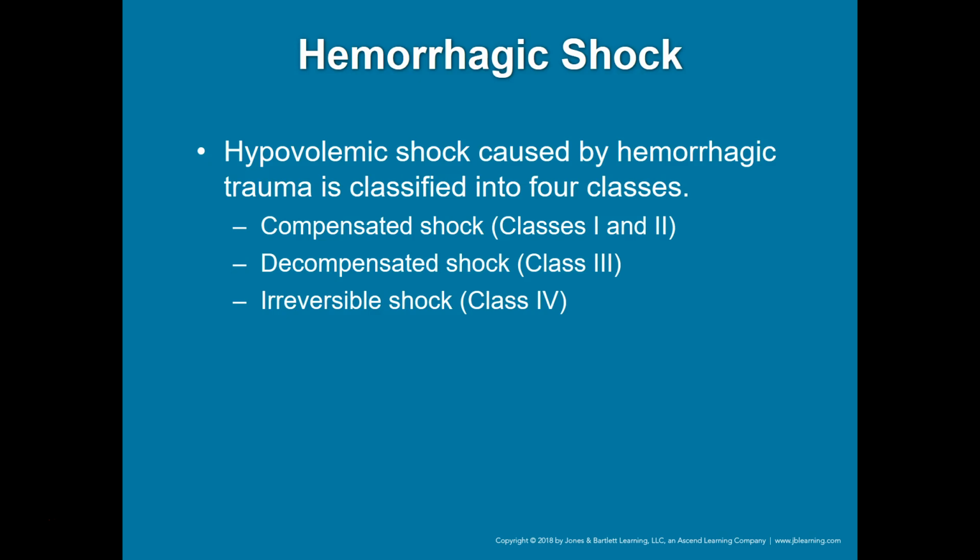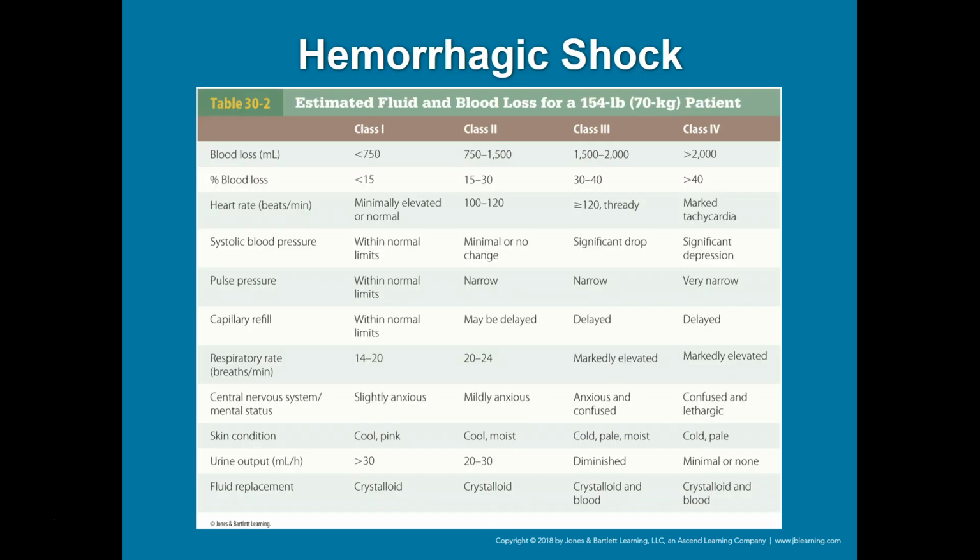So hypovolemic shock is caused by hemorrhagic trauma, and it's classified into 4 classes. Class 1 and 2 is compensated. We can still intervene in classes 1 and 2 of compensated shock. Class 3 is going to be decompensated shock, and class 4 is irreversible shock. I would highly suggest getting to know this chart. This chart is very important, not only for you as future paramedics to understand recognizing shock, but let's be honest, this is extremely important for your national registry as well.